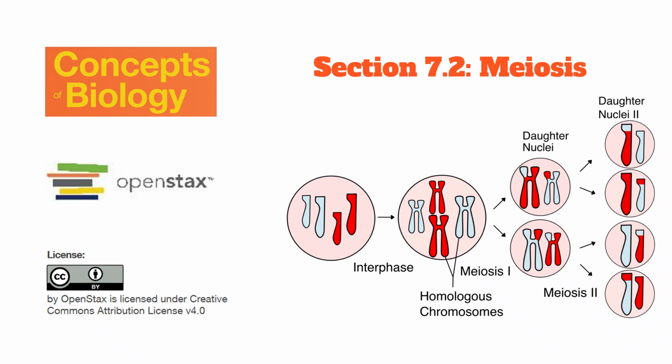Welcome to section 7.2, Meiosis. In this section, we'll focus on how meiosis creates gametes with half the number of chromosomes, and why this process is essential for genetic diversity and evolution.